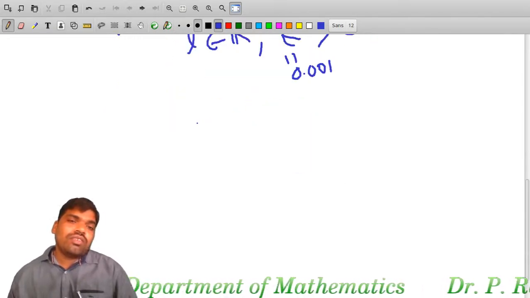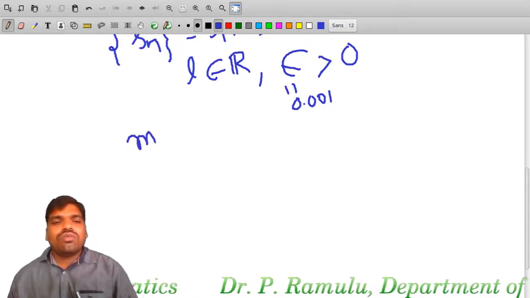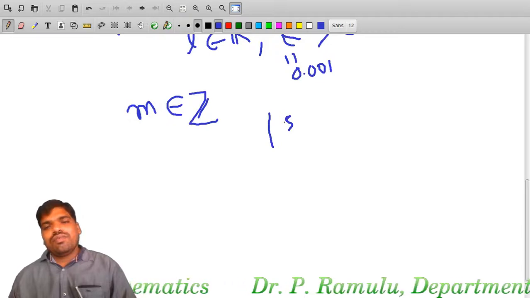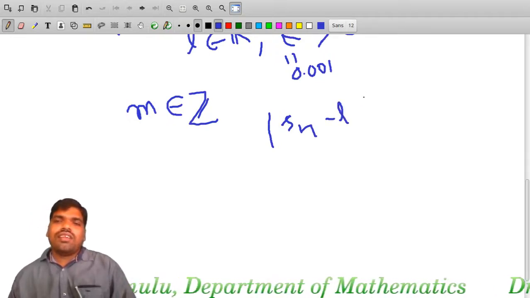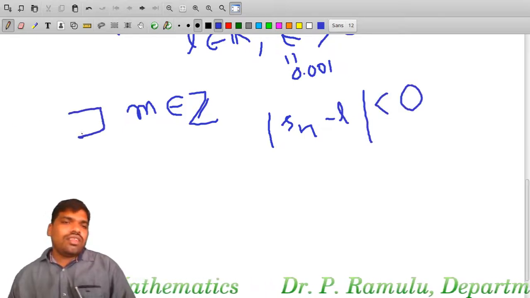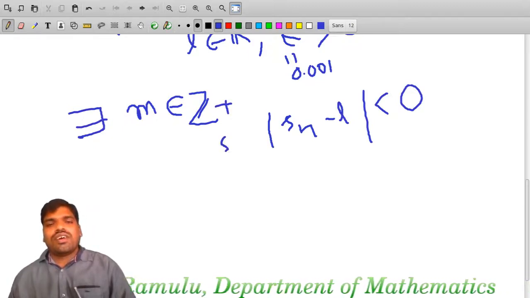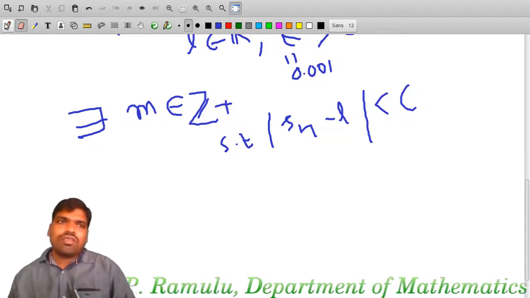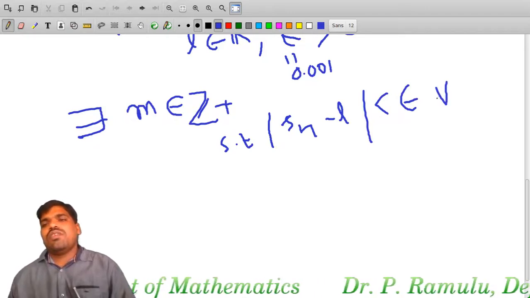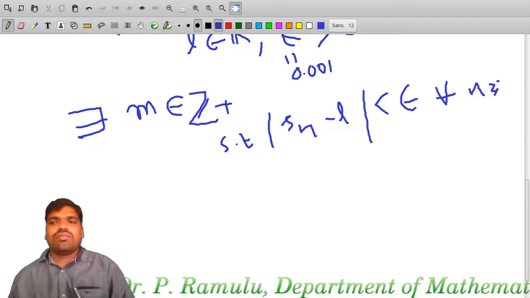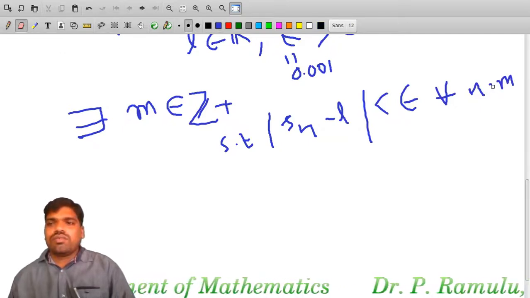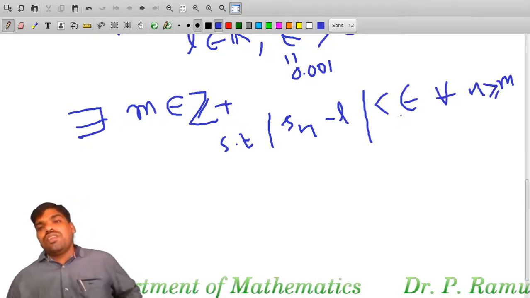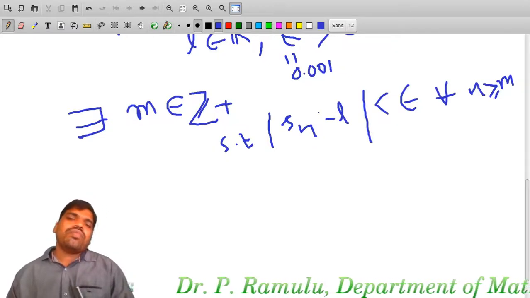If I take epsilon like this, then after some stage, after M belonging to Z plus, the difference mod Sn minus L is less than epsilon. So there exists some stage M belonging to Z plus such that mod Sn minus L is less than epsilon for all n greater than or equal to M. After this stage, if it is less than epsilon, we say that Sn converges to L.